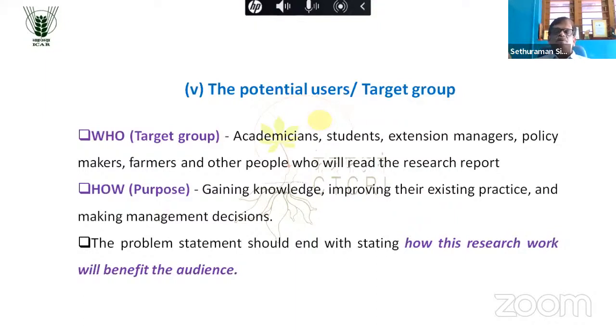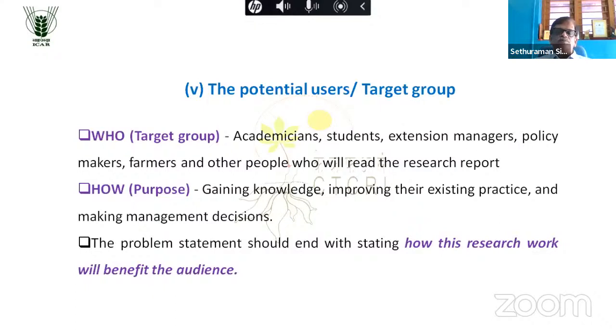Like I have done some hypothesis testing and other things, so I have gained some knowledge about what are all the factors which determine the adoption of a particular variety by a specific target group of farmers, or what are the factors which determine the success of the self-help group or farmer producer organizations, or something like this. You can gain knowledge also. At the same time, you will identify some kind of data. That data will be very useful for the extension managers or researchers. So this is where you have to end your problem statement.